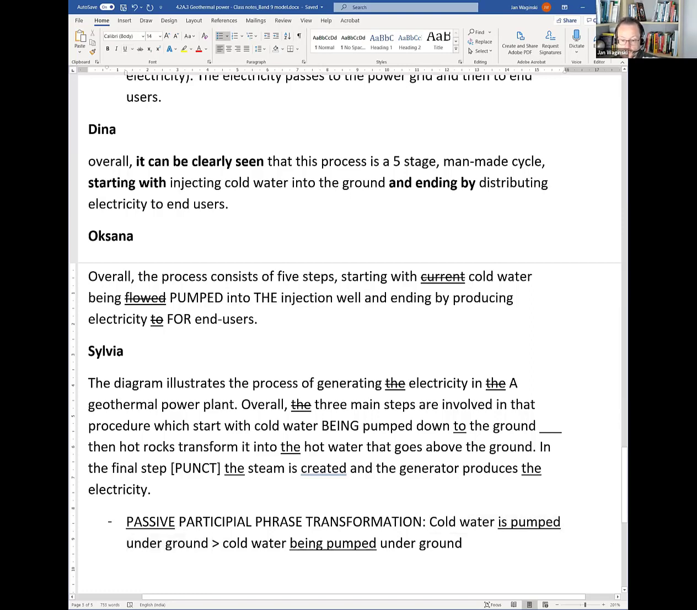Workers pump cold water underground. That's not very good English because obviously some worker is doing that. And that's transformed into "being pumped." Now this is a fragment by itself, right? This is not a sentence. You would need to add something like: the first step is cold water being pumped underground. The process starts with cold water being pumped underground.